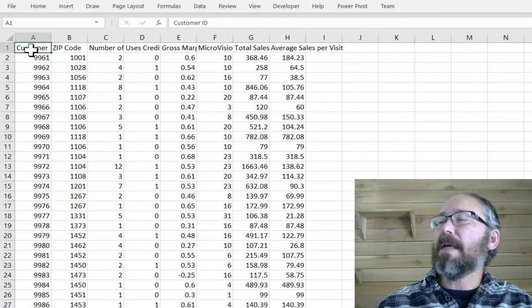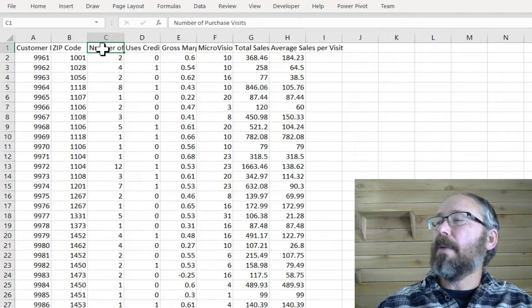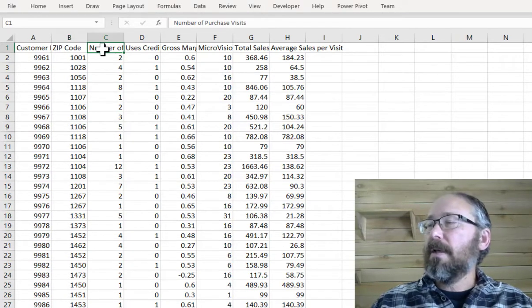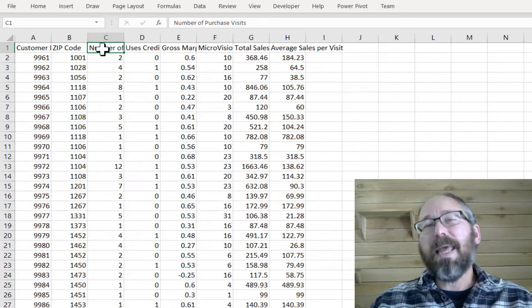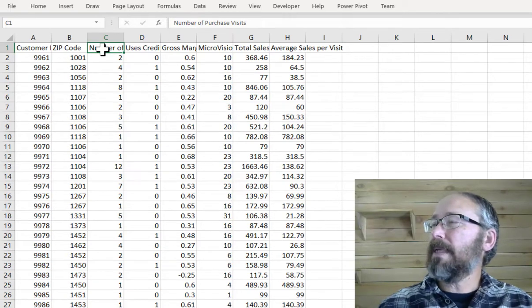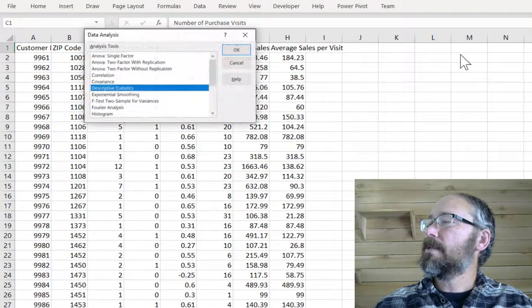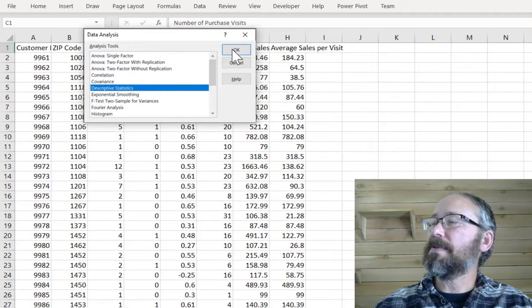So we have the customer ID, and we can see that the data is currently sorted by customer ID. That's pretty straightforward, and zip code as well, where those people live. We have number of purchase visits. So this is not just plain visits, it's actually the customer purchased something during this visit. So let's explore that a little bit with some summary statistics here, descriptive statistics.